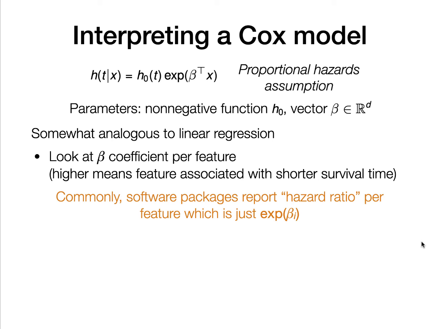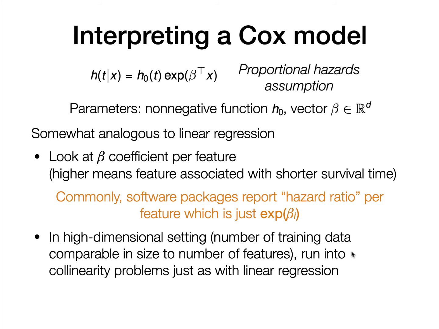I'll also say that a lot of survival analysis software packages report a hazard ratio per feature, and that's just exp of beta i. Here, beta i is the Cox regression coefficient for the ith feature. Another thing I'll say is, just like in linear regression, if you're in a high dimensional setting, meaning that the number of training data n is similar in size to the number of features, then you can run into collinearity problems and so forth. This is the kind of setting where you might want to use ridge regression, lasso, or elastic net regularization.